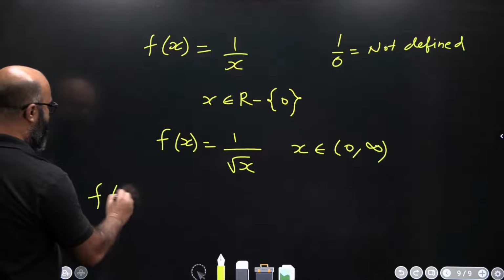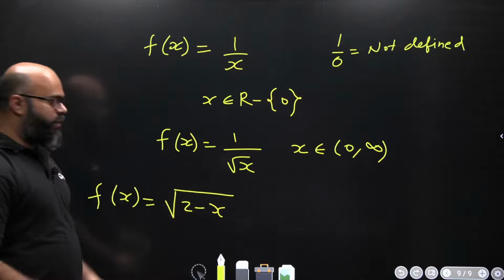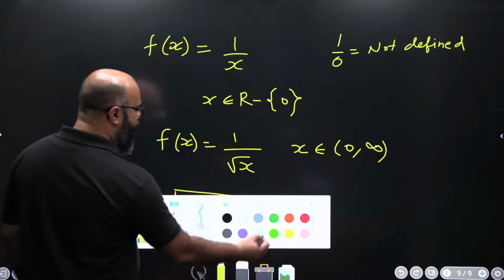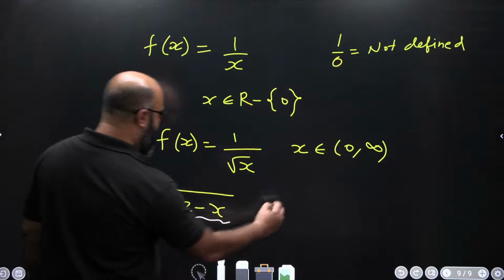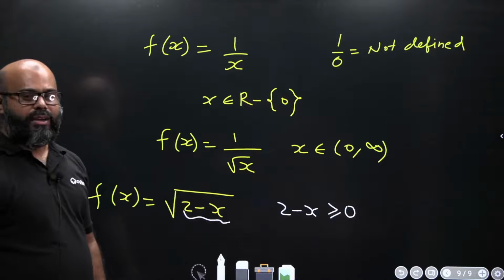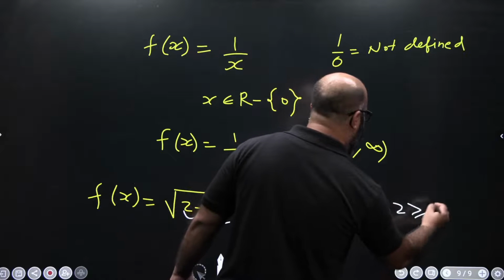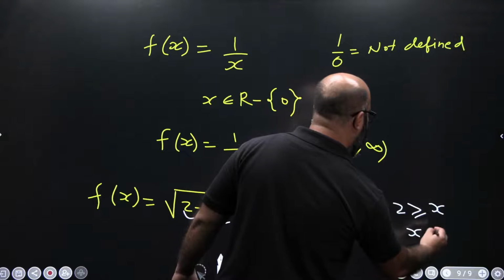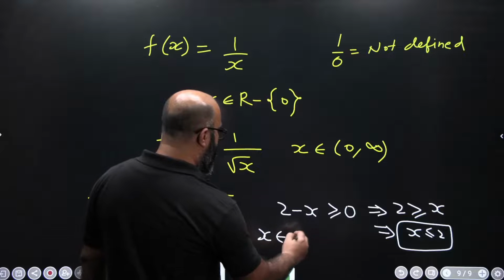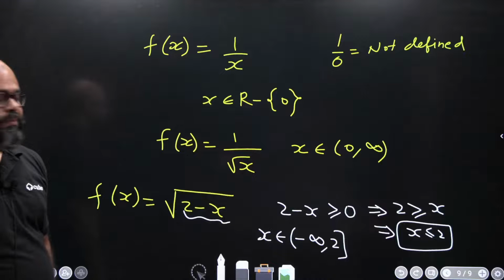For example, if I give you f(x) is equal to square root of 2 minus x and I ask you how to find the domain of this, then what would you do? You will simply say that 2 minus x over here is greater than or equal to 0, then only the function would be defined. The input should be greater than or equal to 0, which means 2 is greater than or equal to x, which means x is less than or equal to 2. So, x belonging to (minus infinity, 2], which is closed like this.